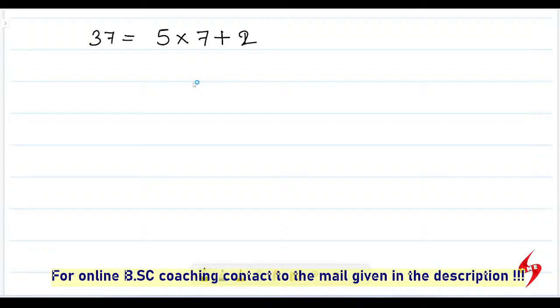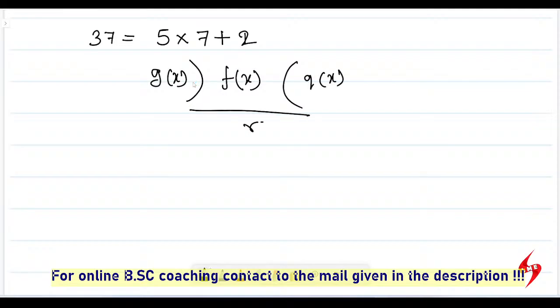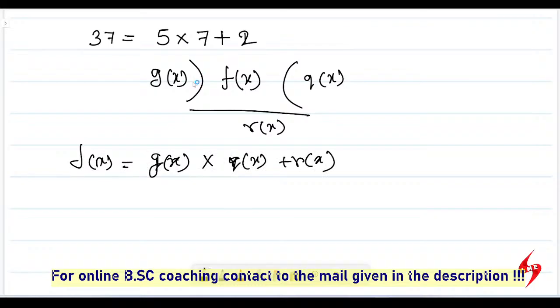In this similar case for polynomials, if g of x is a polynomial, a divisor of the dividend, that is f of x, and if the quotient is q of x and the remainder is r of x, then definitely f of x is g of x into q of x plus r of x.